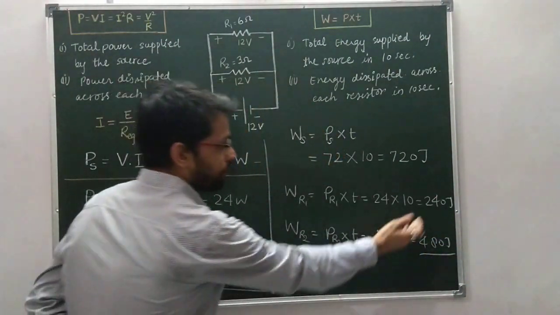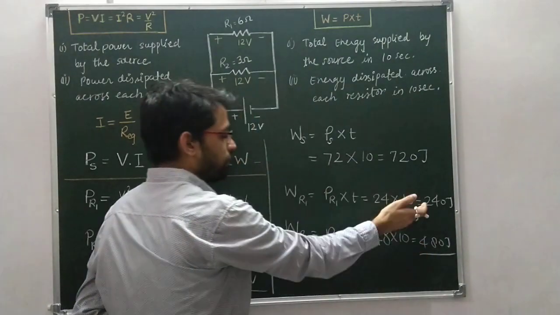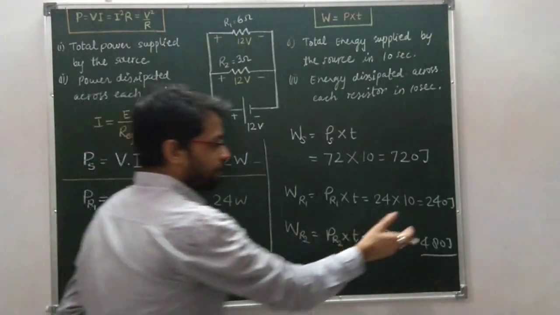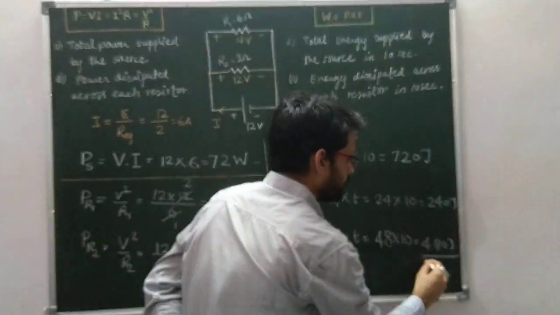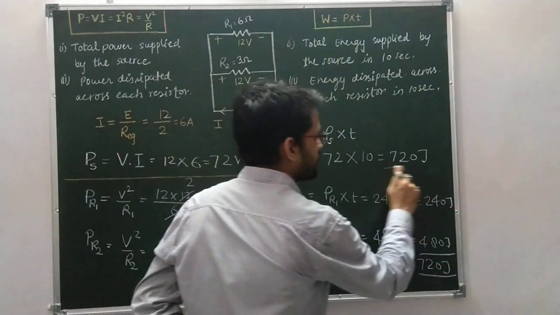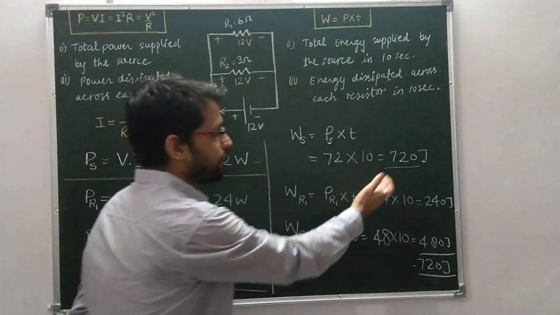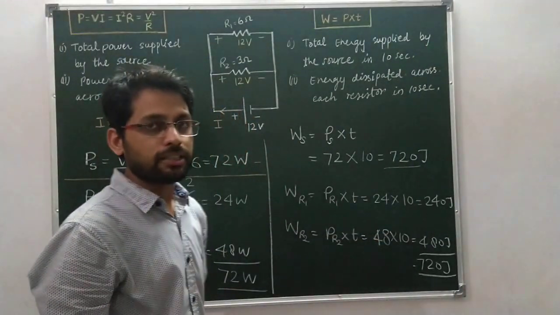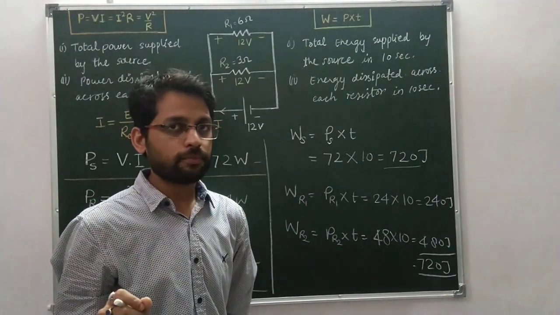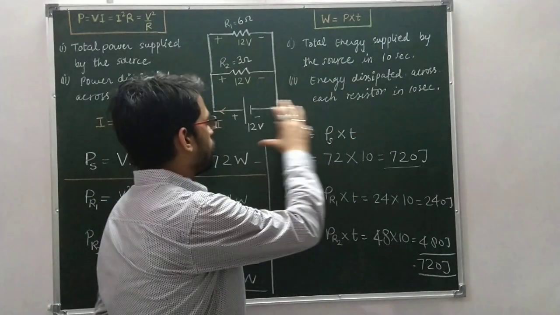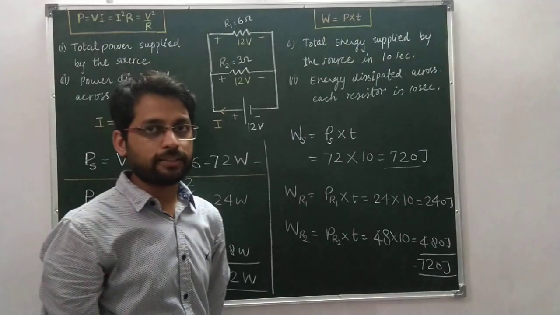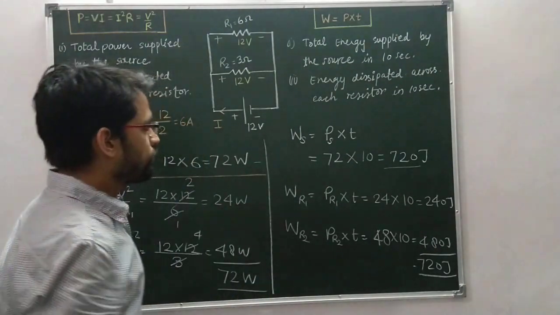Now when you add the energy dissipated across the elements, it is 720 joule. This is energy dissipated and this is the energy supplied, and you see that both are equal. This is due to energy conservation. No energy is stored. The total energy supplied by the source is the total energy dissipated across the elements. So note it down.